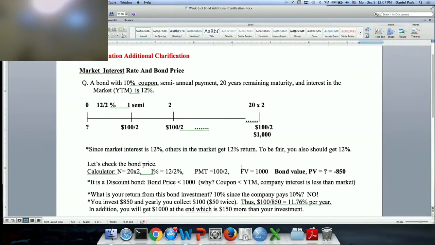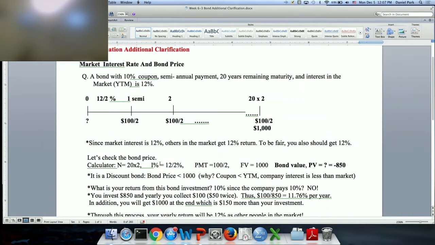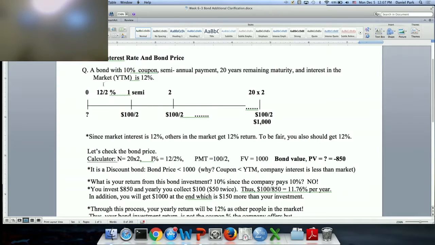Okay, this is a week 6 bond valuation additional clarification file. Suppose we have one bond. This is from your lecture notes. A bond with 10% coupon and semi-annual pay, 20-year maturity. Interest rate in the market is 12%. So we have YTM. We'll call this YTM.